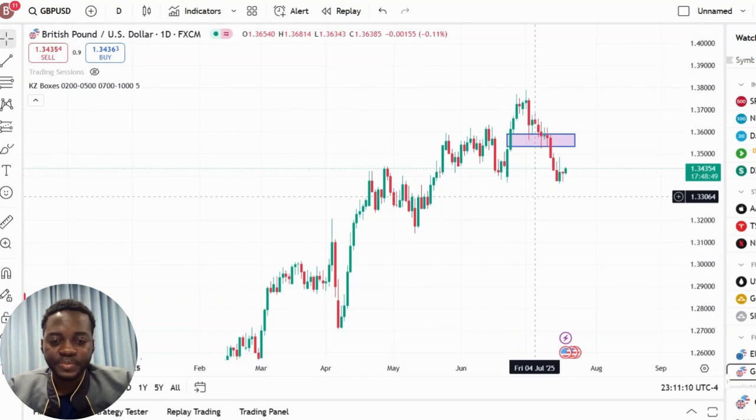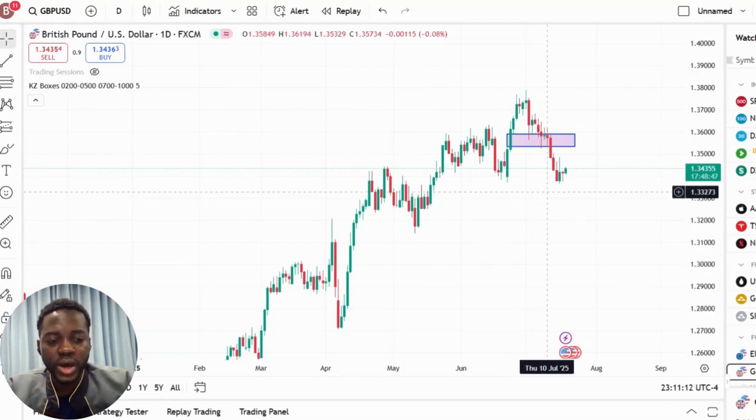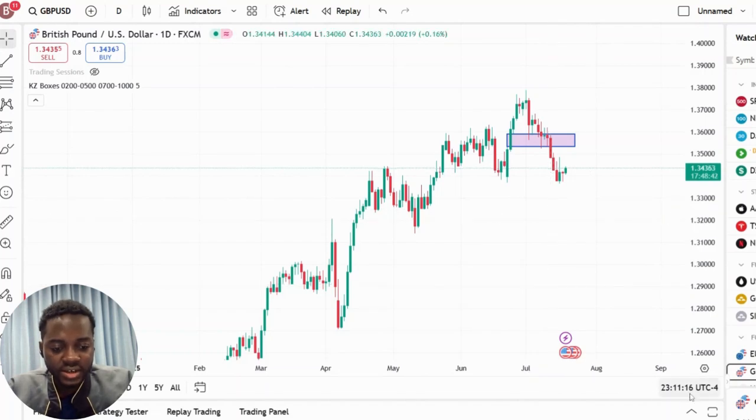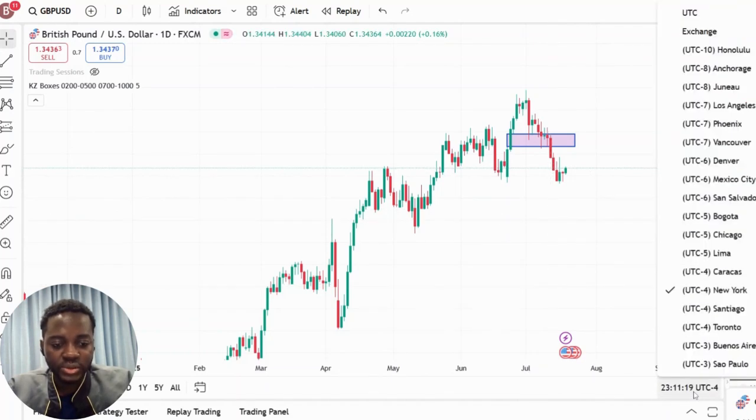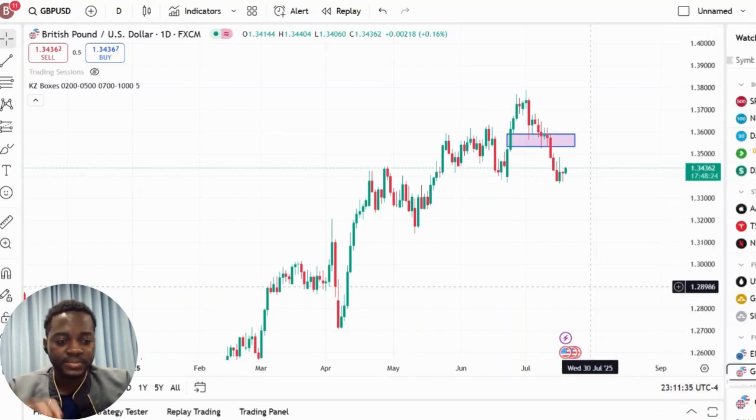Pound USD. First thing you need to do as a beginner is to check here your time zone, come down to your time zone. It should be UTC -4. For you to get this strategy right, it should be UTC -4, New York time, no matter your area. That's it. Second thing is to use our indicator. I'll show you how to do it.